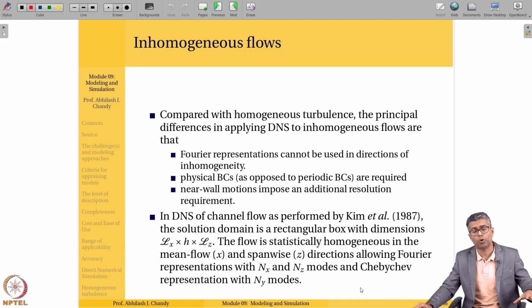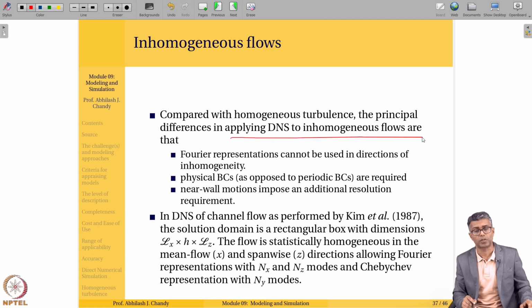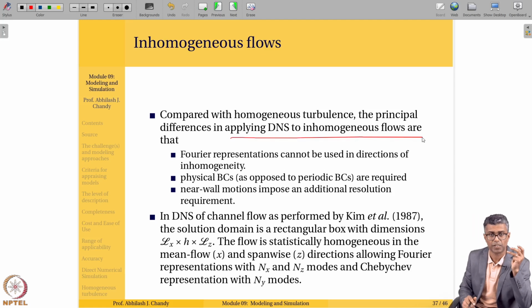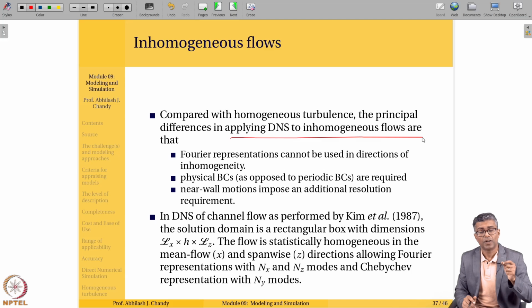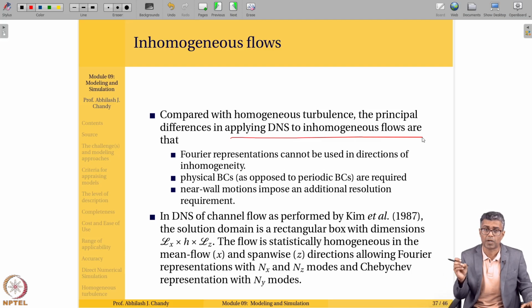So compared with homogeneous turbulence, the principal differences in applying DNS to inhomogeneous flows are, one is obvious, that we cannot use Fourier representations now, because you no longer have periodic boundary conditions, because you have directions of what we call inhomogeneity. We are talking about homogeneous turbulence versus inhomogeneous flows. Homogeneous turbulence means what? Nothing is changing with respect to space.